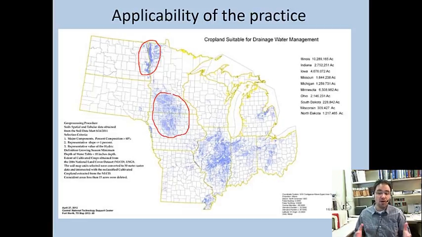As we look at south central Minnesota and north central Iowa, this would be what we term the Des Moines lobe, some of that prairie pothole area. We see a fair bit of blue in that area, indicating cropland suitable for drainage water management. I think one of the challenges in some of those areas might be some of the depressions we have. The field might be fairly flat, but we may have some depressions.